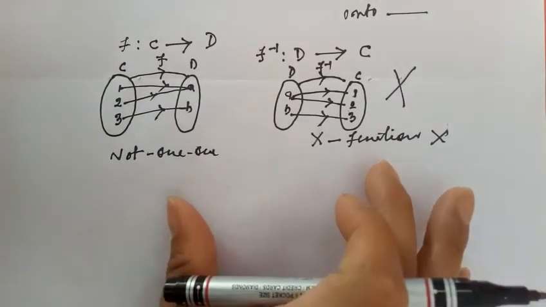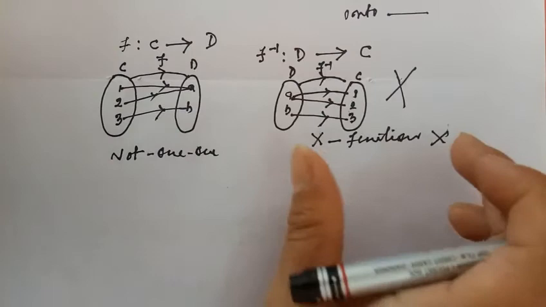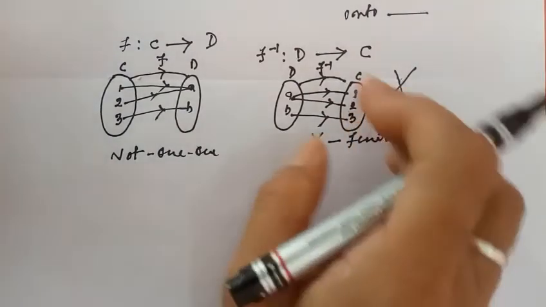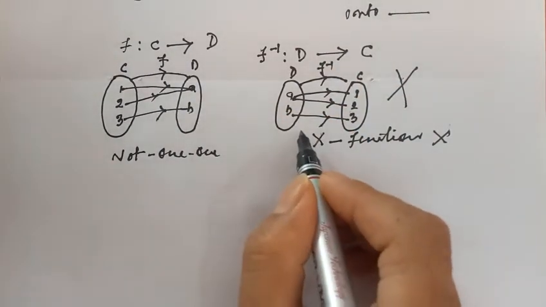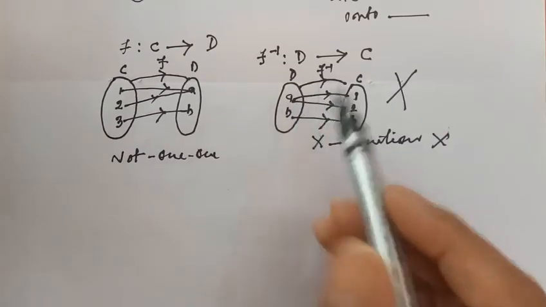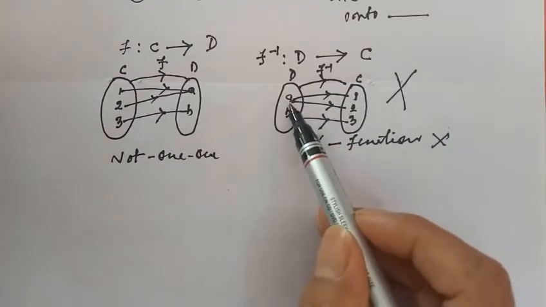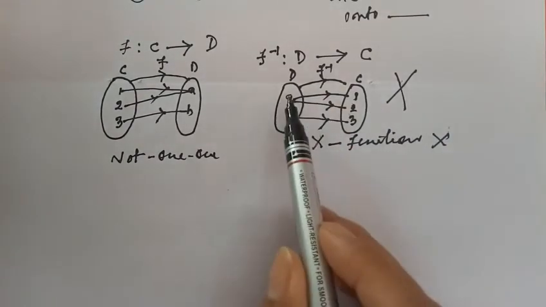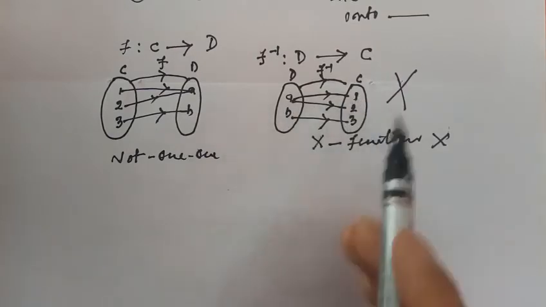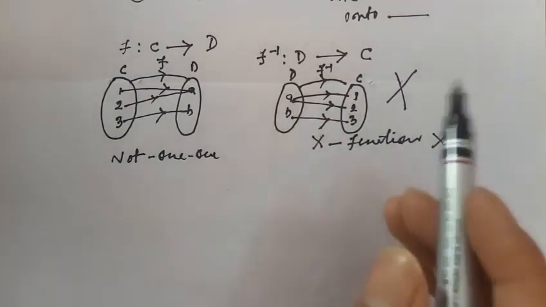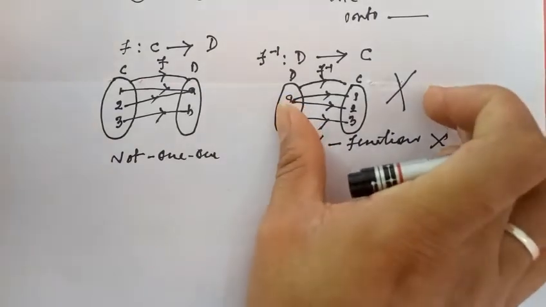So if a function is not 1-1, then invertibility is not possible. If you reverse it, it does not become a function. For a function, every element must have a unique image, but a has two different images. This is not considered a function, so there is no question about the inverse.